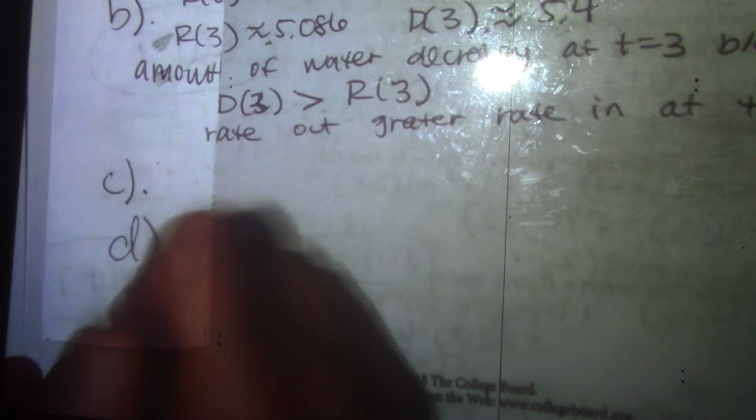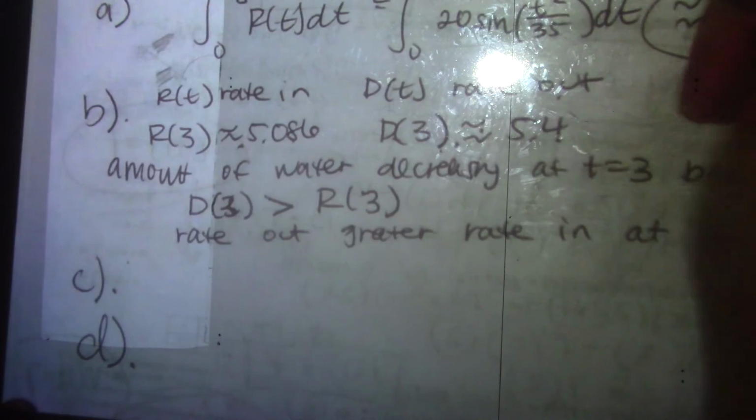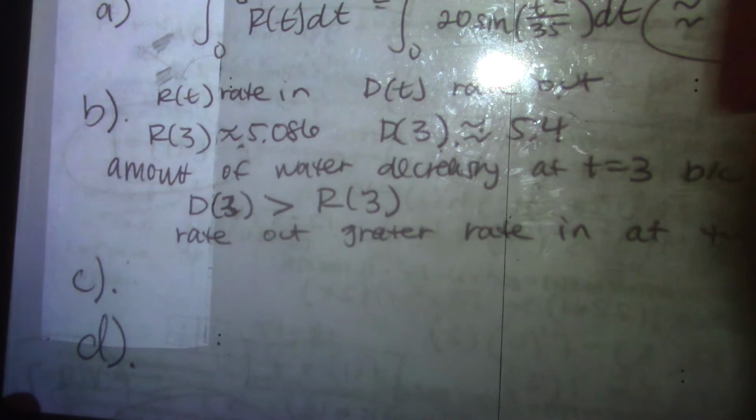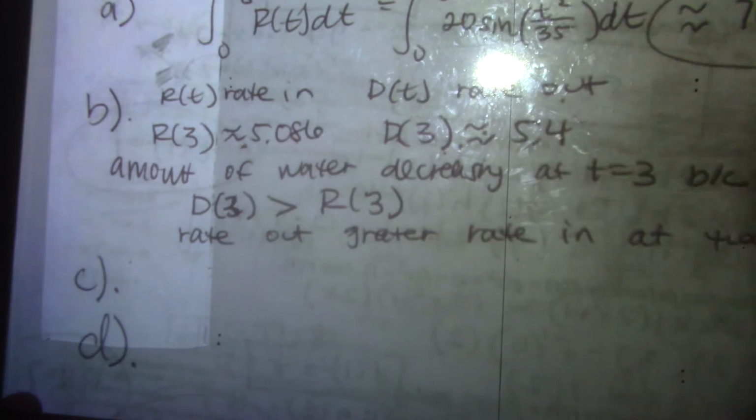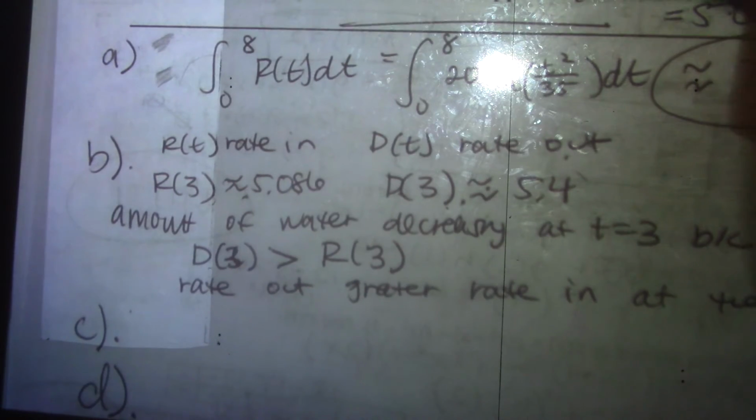I skipped to D. So D, I said the pipe can hold 50 cubic feet of water before overflowing. For t greater than 5, the water continues to flow in and out at the same rates. We want to write an equation that involves integrals that gives the time w when the pipe will begin to overflow. So the pipe begins to overflow if the volume hits 50. So I want to know when my volume equals 50, that's the time that it'll start to overflow.